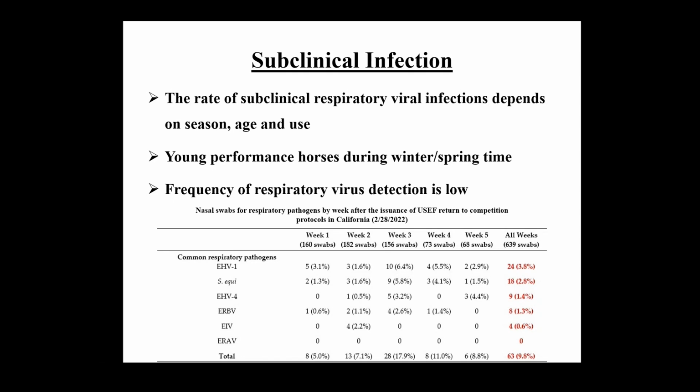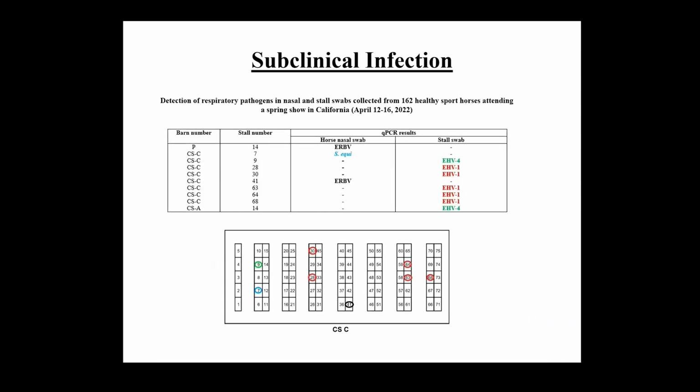But the interesting part to me was looking at other respiratory pathogens. And we found other respiratory pathogens. We found some Strep equi, which is a bacterial organism. We found equine herpesvirus 4, equine rhinitis B virus, as well as equine influenza virus. So interestingly, these other respiratory pathogens generally don't cause, or they can cause outbreaks, but generally are not associated with outbreaks at large shows. But it just gives you an idea that the rate of subclinical shedders in that specific population at that time of the year was somewhere in the single digits, from 1 up to 4%.